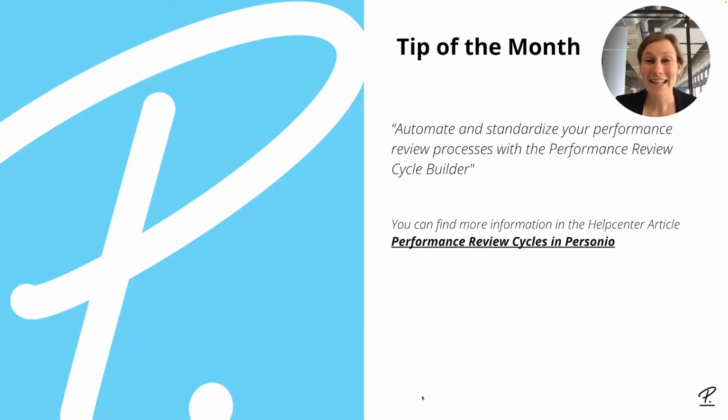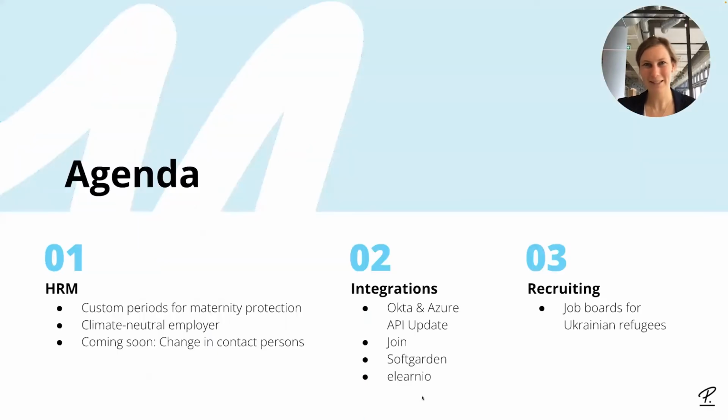Then let's have a look at the agenda and start right into the topics. Today we have topics in all three buckets: HRM, integrations, and recruiting. I have a little update on maternity protection, maternity leave, and how you can enter that, especially important for our international customers. I also give you some information about how you can become a climate neutral employer with the help of Personio, and also on upcoming changes in the contact persons so that you can get support or contact our customer growth team.